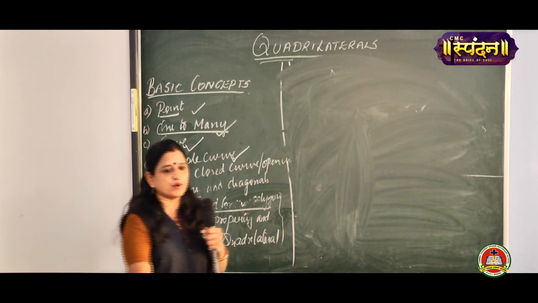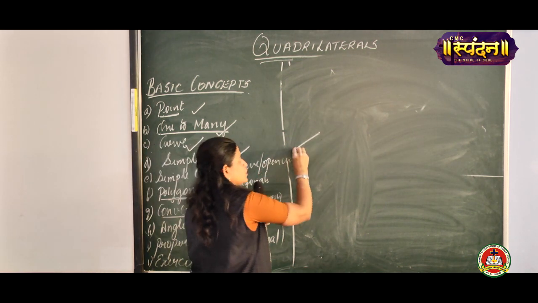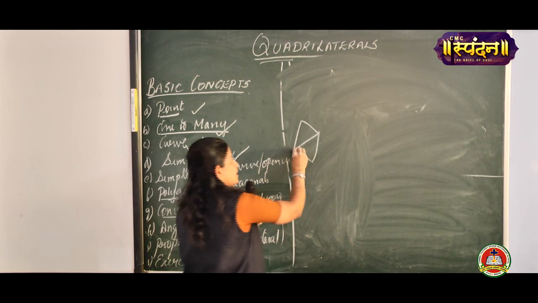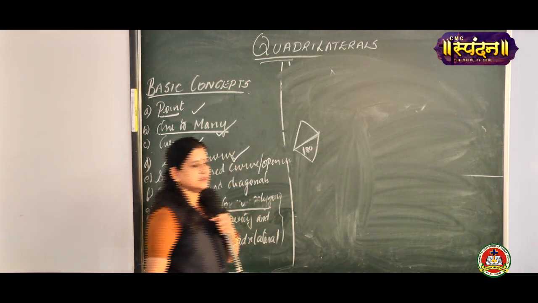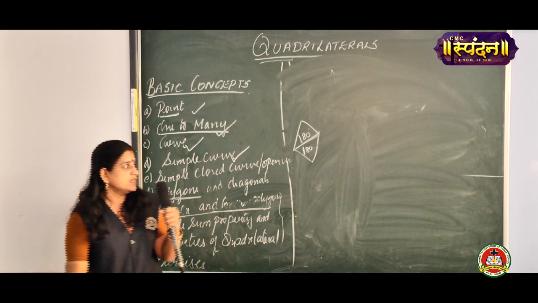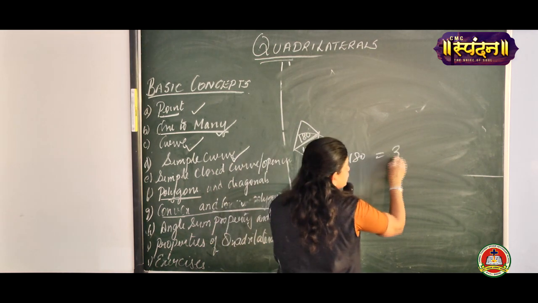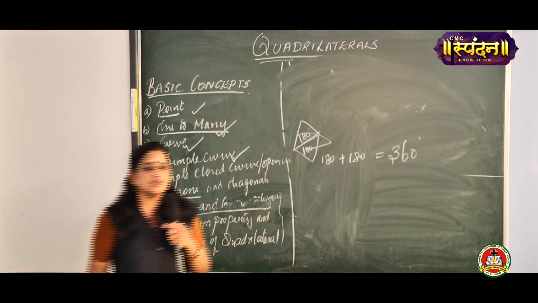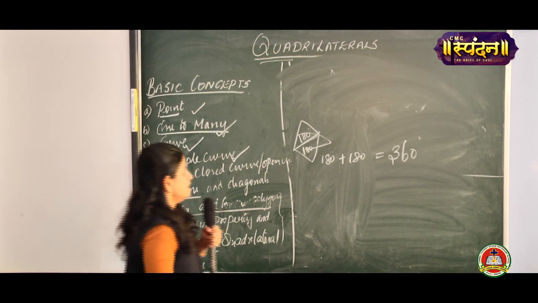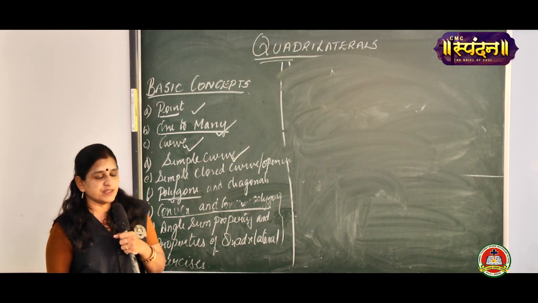What is the angle sum property of a quadrilateral? How is the quadrilateral formed? I said when you make two triangles, you get a quadrilateral. So, what is the angle sum property of one triangle? 180 degrees. What is the angle sum property of another triangle? 180 degrees. So, what is 180 plus 180? This is equal to 360 degrees. So, the angle sum property of a quadrilateral is 360 degrees. You can also prove this. You can also find the angle sum property of different polygons.